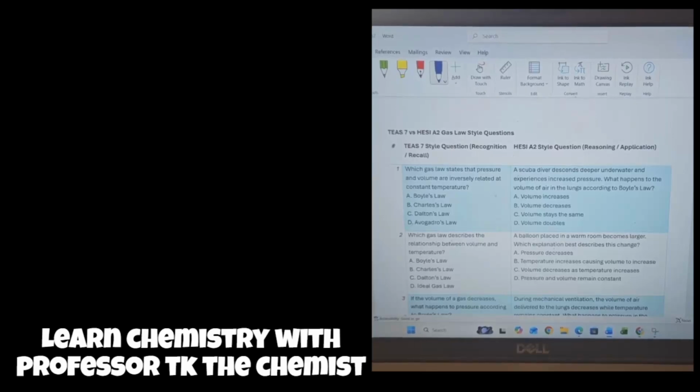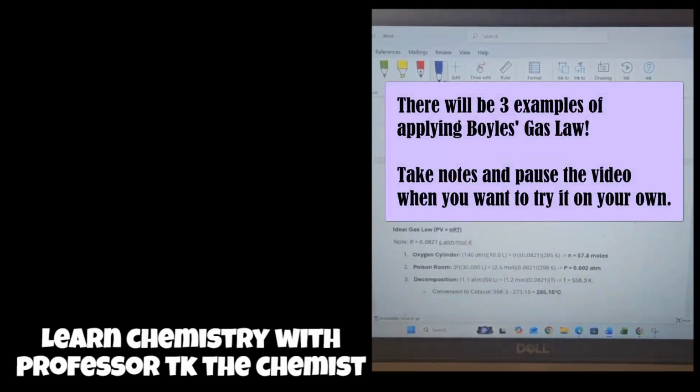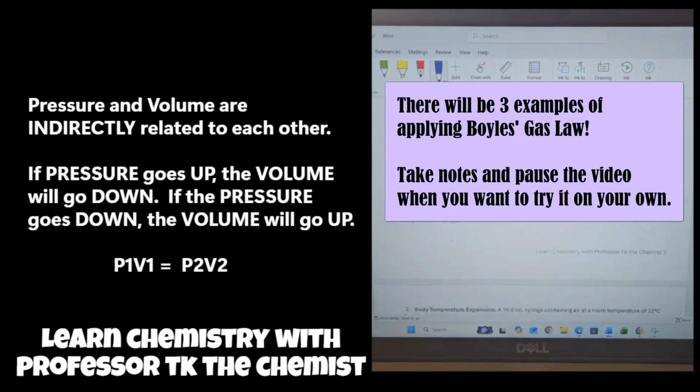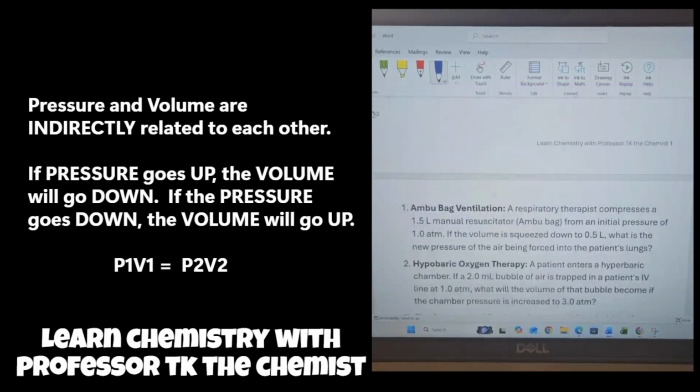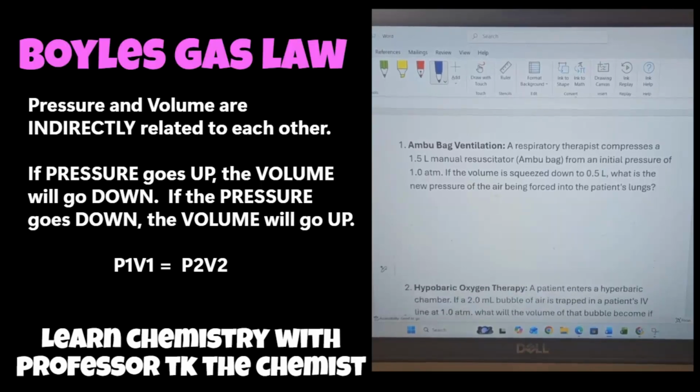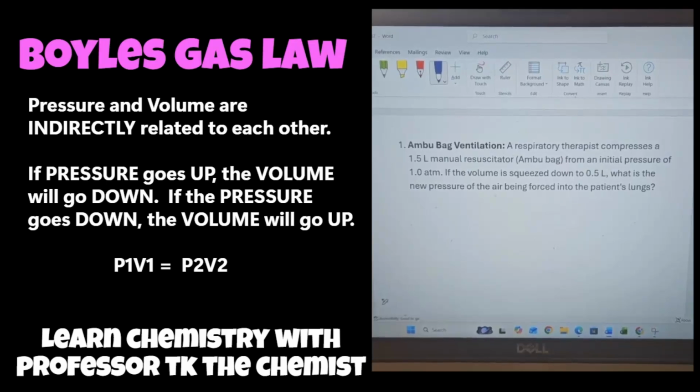So let's go ahead and get back to our lesson up top before we take a quiz, okay? So here we go. If you look at this first example right here, we're talking about Boyle's law. Here is your first problem, and I'm going to break them down for you in the simplest form.